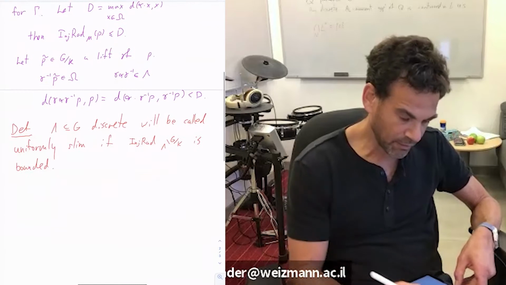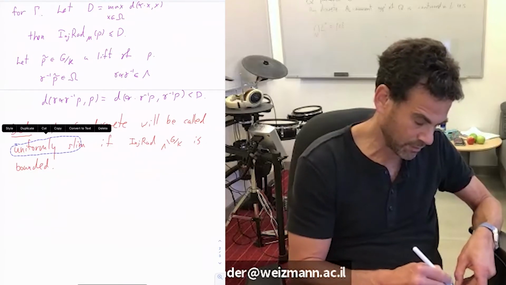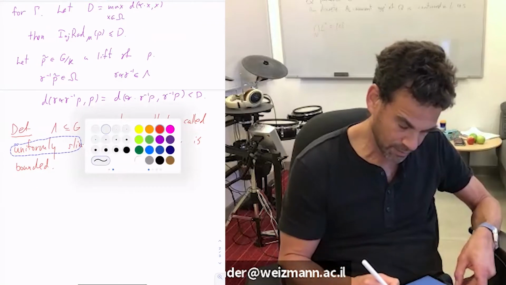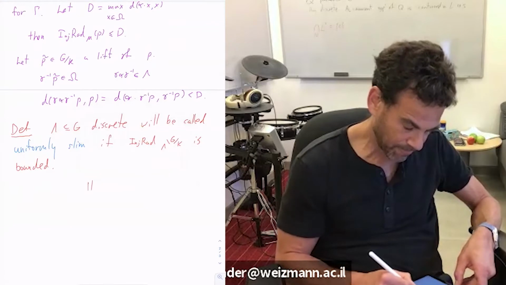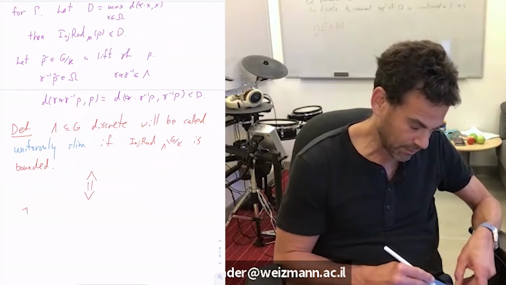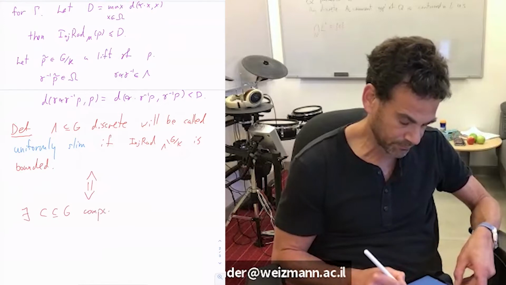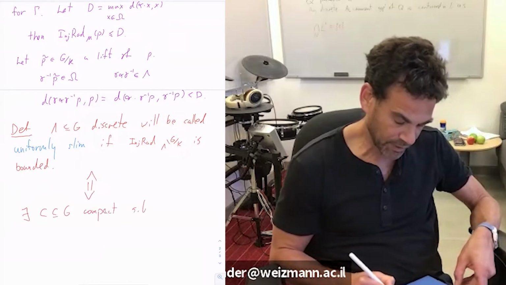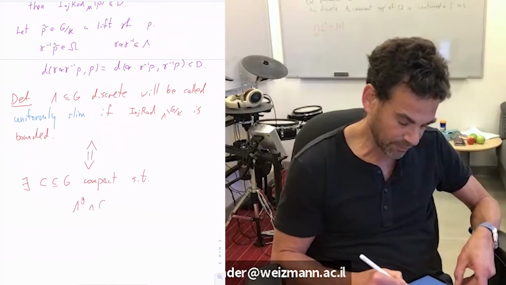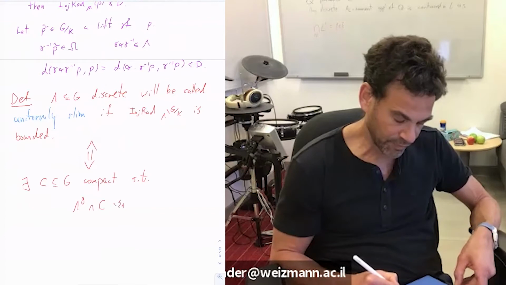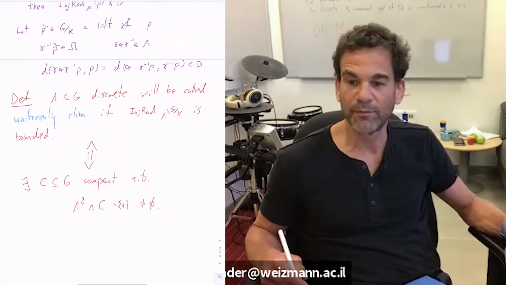And this is equivalent to say that there is C inside G compact such that lambda, any conjugation of lambda intersects C non-trivially. So that's uniformly slim.